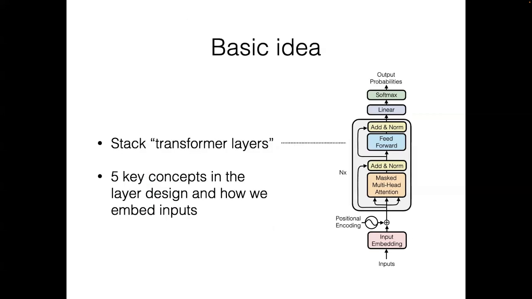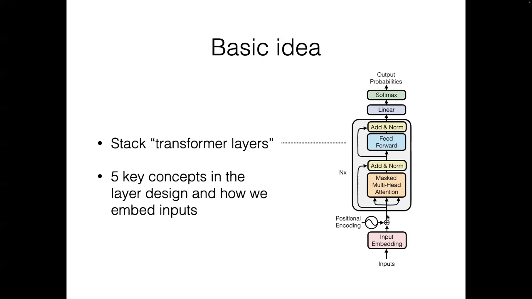So the basic idea behind this architecture is to come up with this cleverly designed layer. And then once you do that, just stack them together. Some of the transformers will be like 12 layers deep, some will be like 50. And that's the basic idea. So the key concepts are basically how do you design these layers? And then you also have to think about how you design the input embeddings. So we'll talk about that as well.